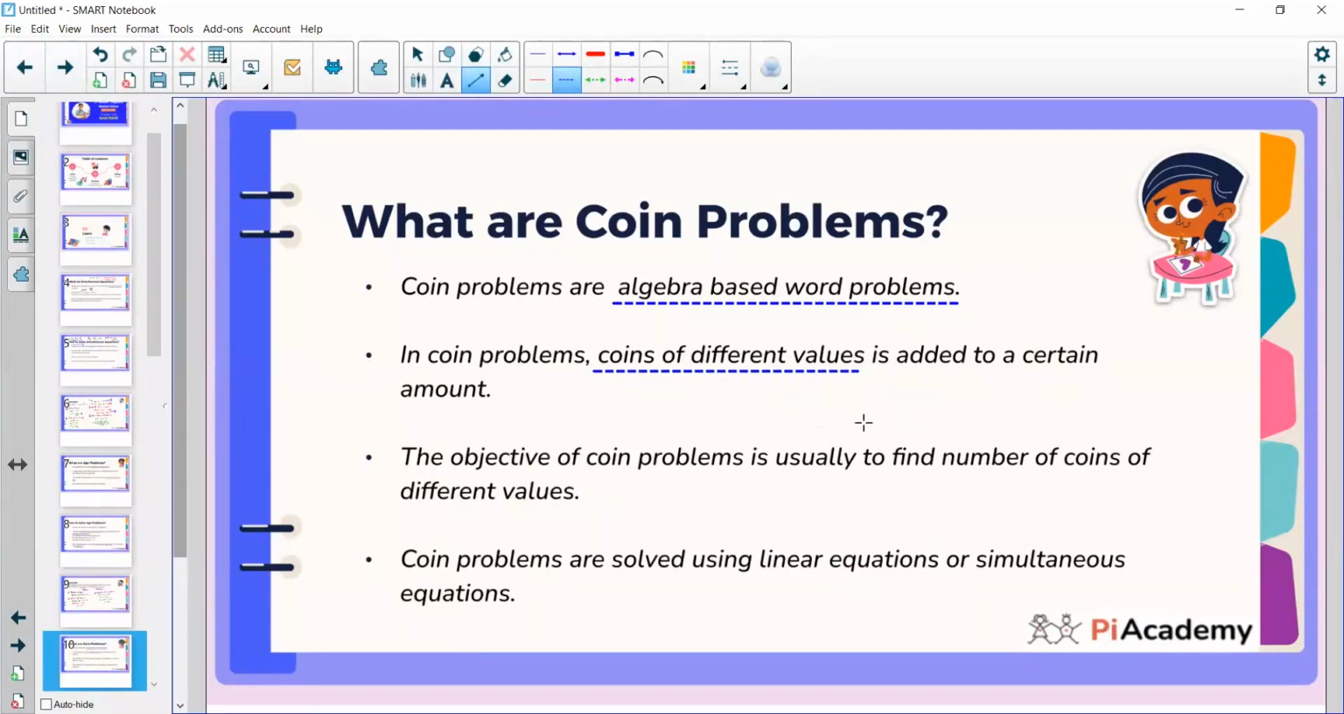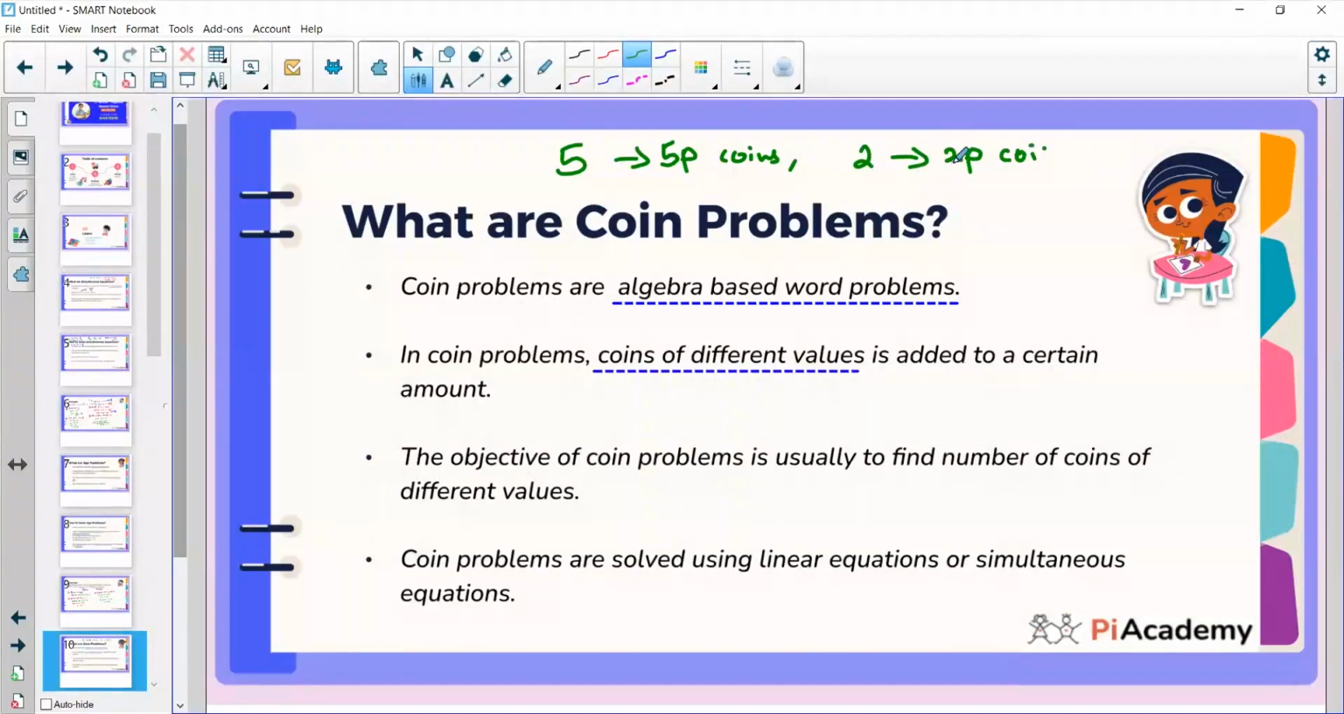Suppose Bella has 5 4p coins, 5 5p coins, and 2 2p coins. So 5 5p coins and 2 2p coins. So what do they add up to? 2 times 2p is 4p, 5 times 5p is 25p. So overall they add up to 29p, right? So now coin problems usually deal with coins of different kinds and they add up to a certain number.